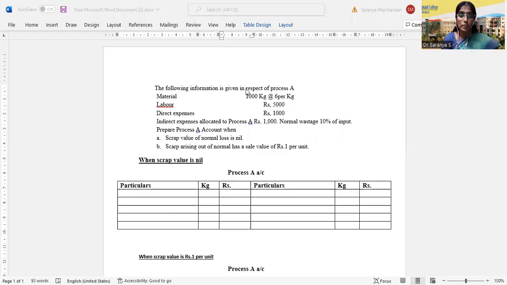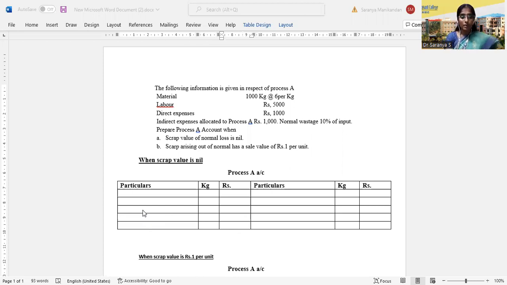So now we will start with the sum. The following information is given in respect of process A. Material 1000 kg at rupees 6 per kg, which means 1000 into 6, the material cost is 6000. Labor 5000. Direct expenses 1000. Indirect expenses allocated to process A is rupees 1000. Normal wastage is 10% of input.